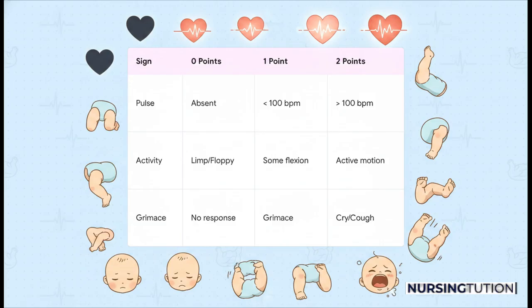For activity, a limp, floppy baby gets a 0. A little bit of arm or leg flexion gets a 1, and active, squirming motion gets a 2. For grimace, no response to stimulation is 0. A weak little grimace is a 1, and a really vigorous cry, cough, or sneeze gets the full 2 points.